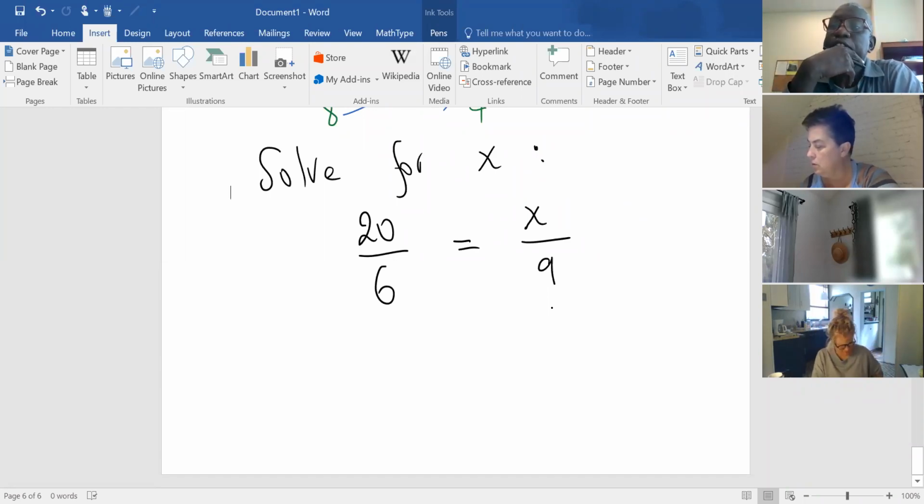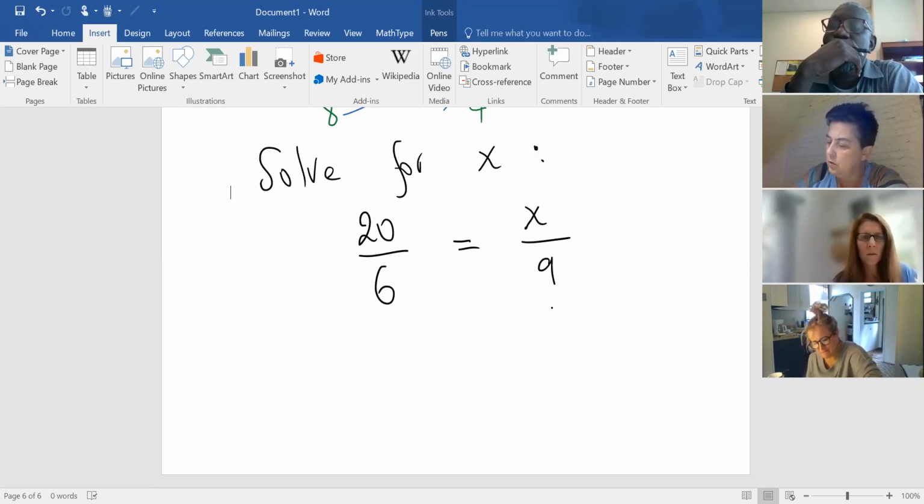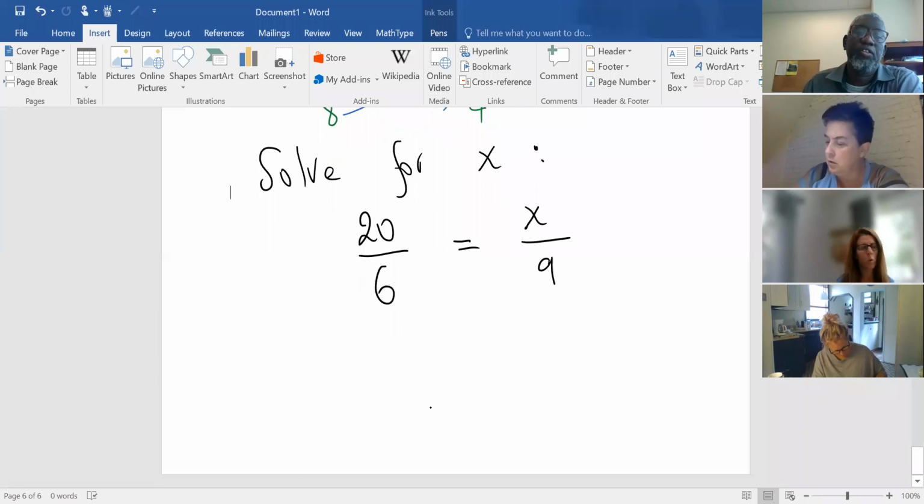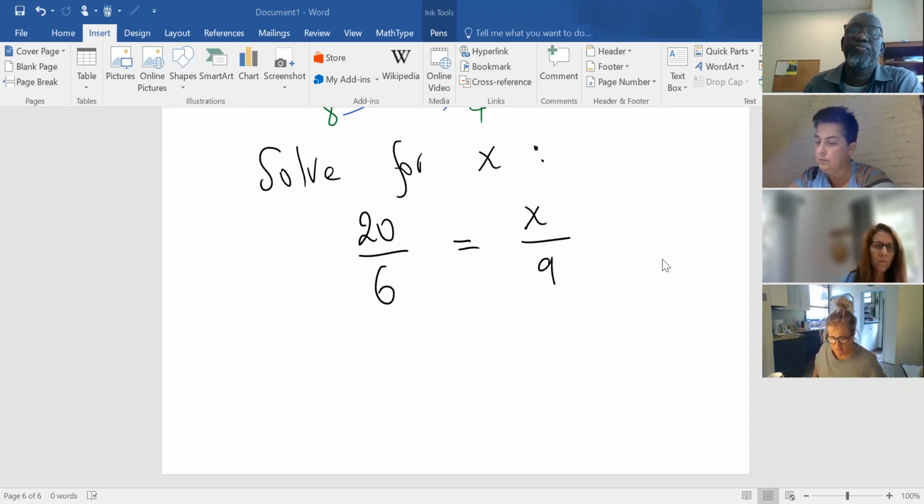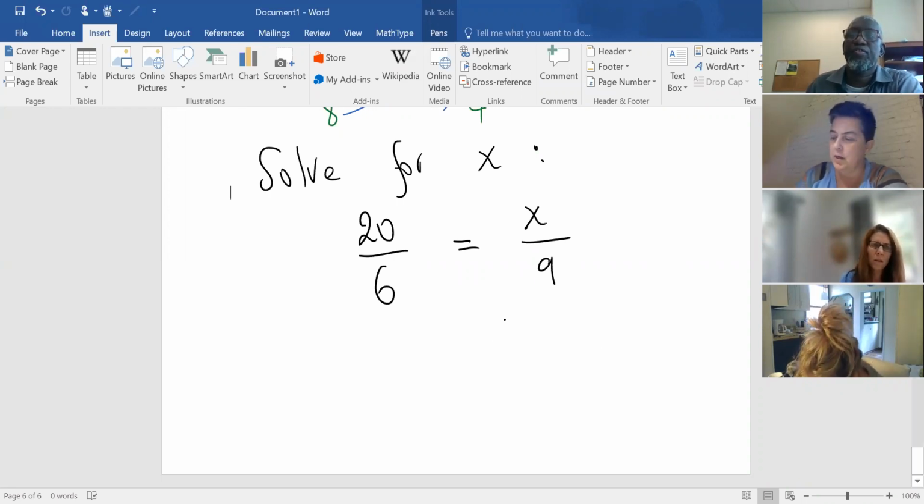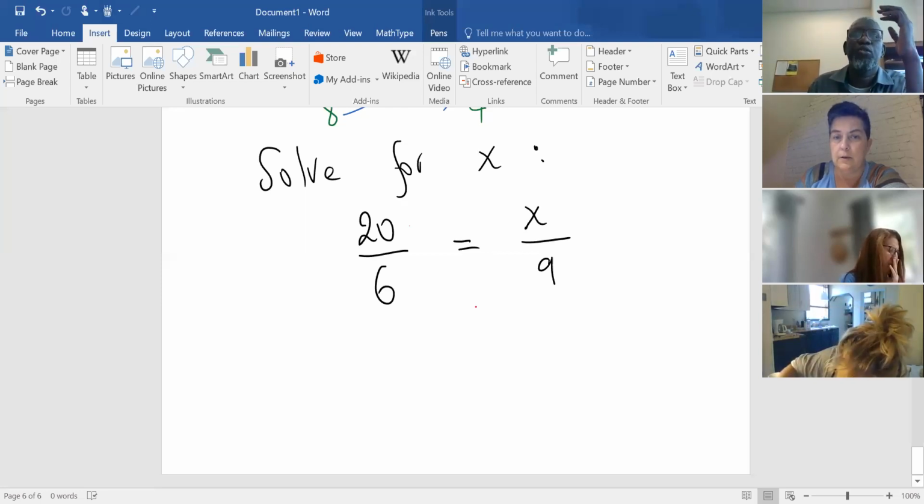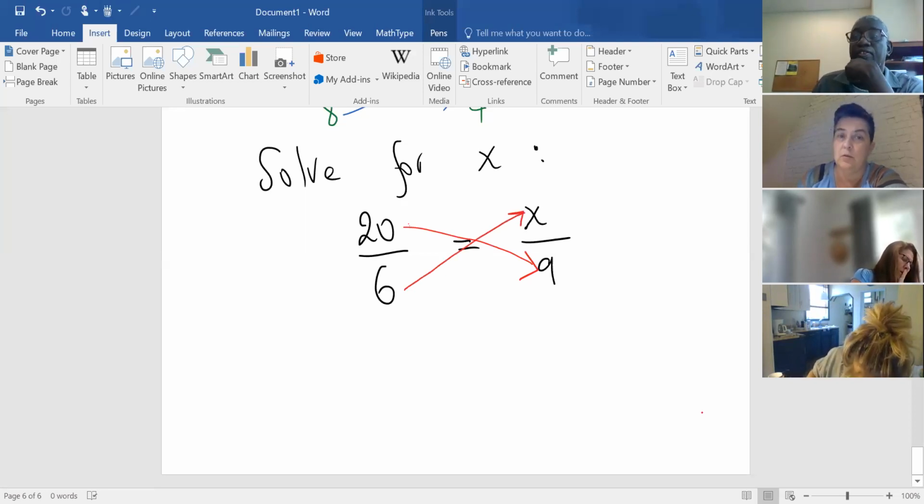What can I do? What does the formula tell me? Oh no, 20 times 9 is 180. The formula tells me 20 times 9 must be equal to what? 180, and then 6x. Exactly. 6x must be equal to 180.